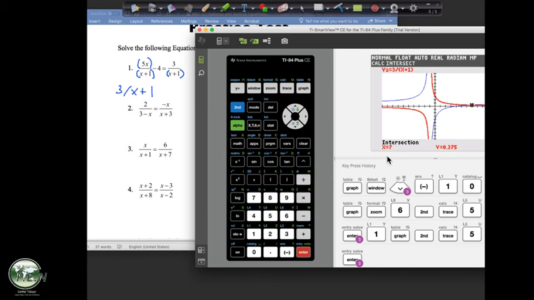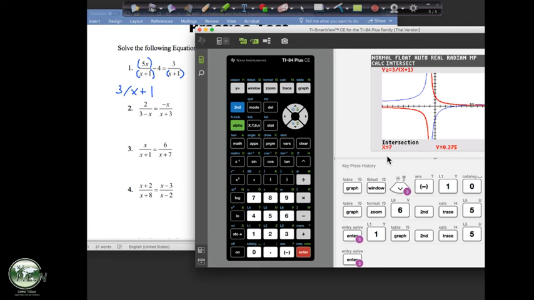Occasionally, if it was a little bit further out, we might need to move the window as well. The window we set up is a domain, so it's going from negative 10 to 10. As long as the intersection's there, we're okay. But if the intersection was, say, at positive 12, we need to move the window so that x equals 12 is on the screen. It has to be able to see that part of it.